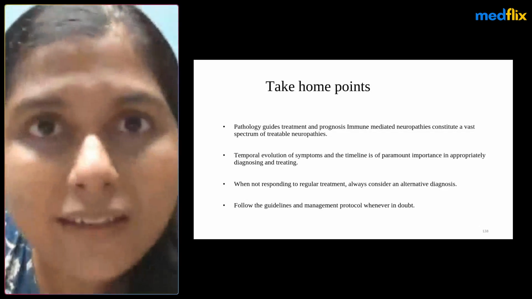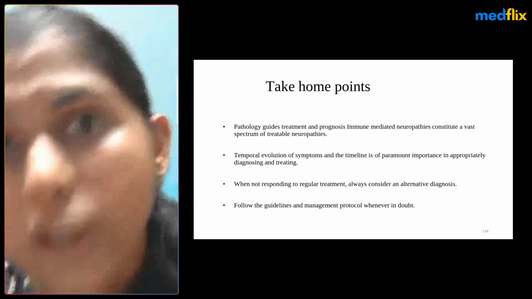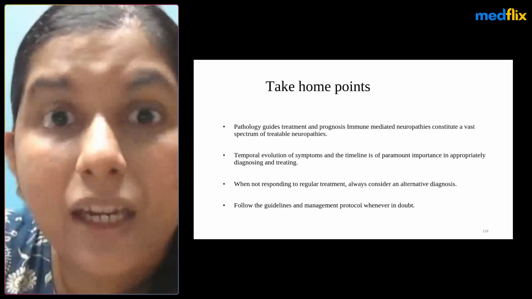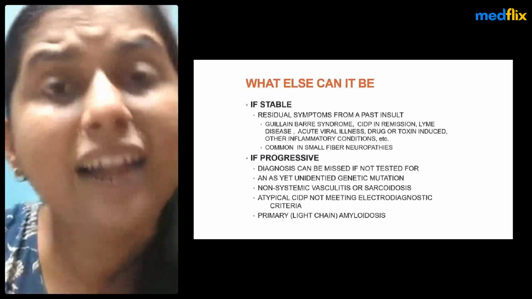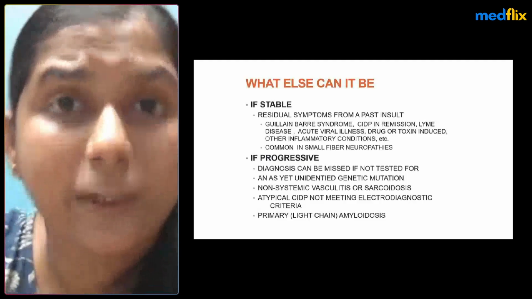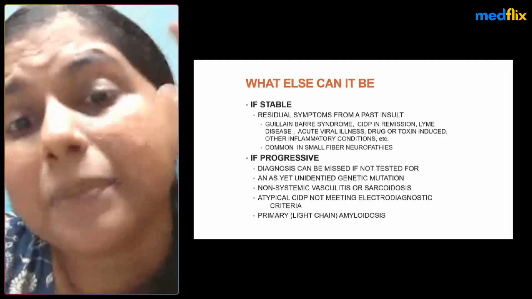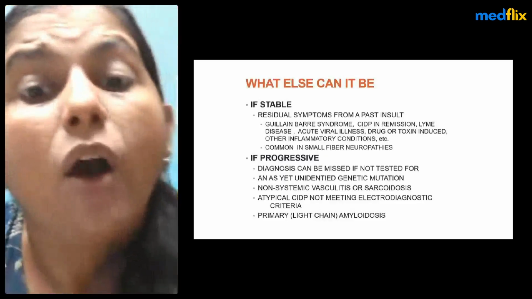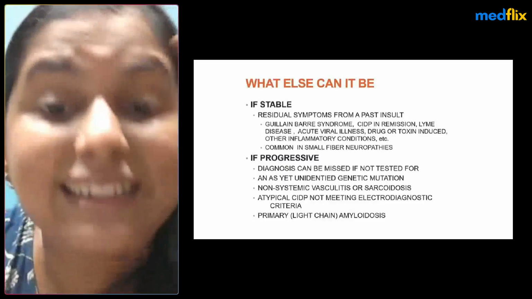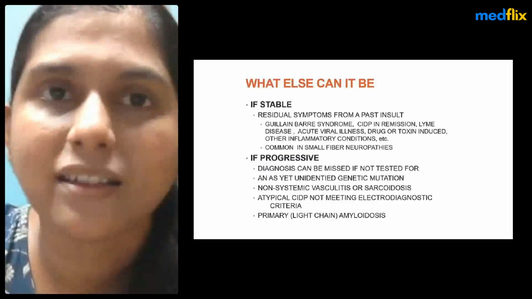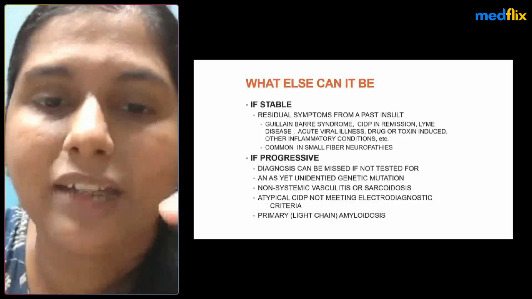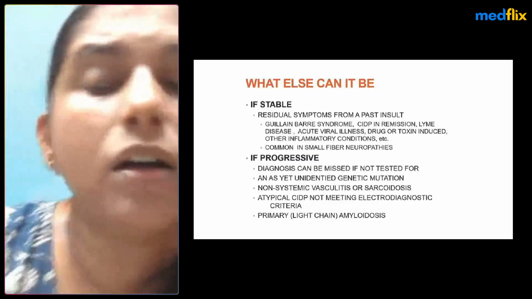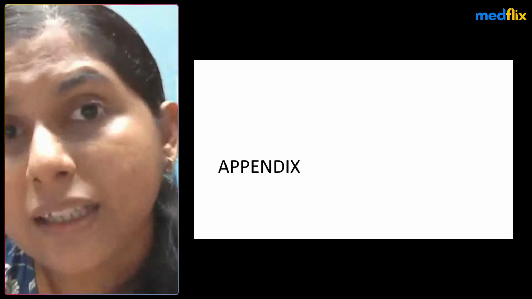If you apply these diagnostic criteria, and if your patient doesn't fall into them, then somewhere something has been missed out. And always when you're thinking of what else can it be, if your patient has stable symptoms, it could be residual symptoms from a past insult, okay? Or if it is progressive, then it could be a less common cause, like a non-systemic vasculitis or an atypical CIDP not meeting your criteria, or a gammopathy. So that is something that we need to remember.